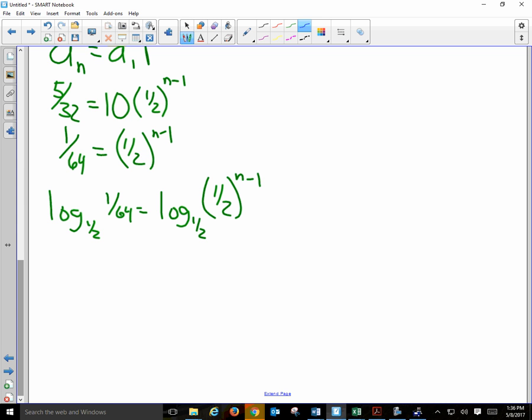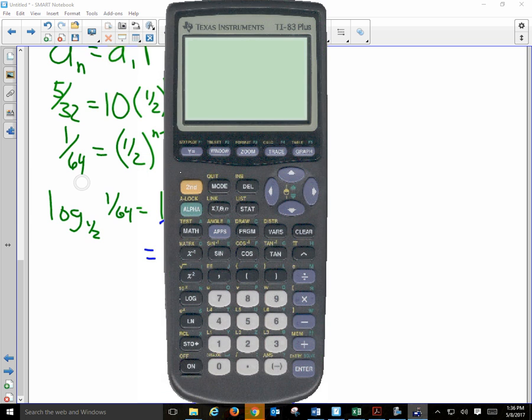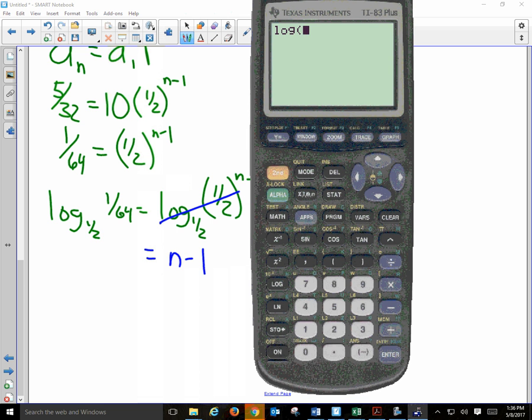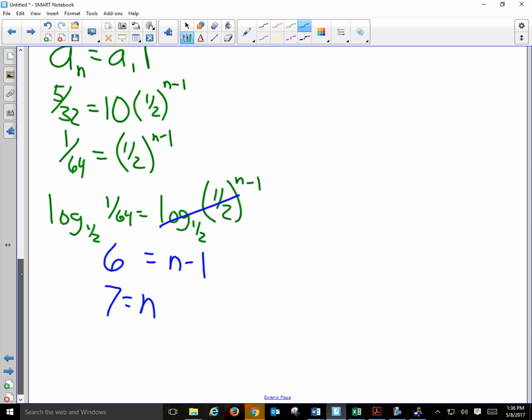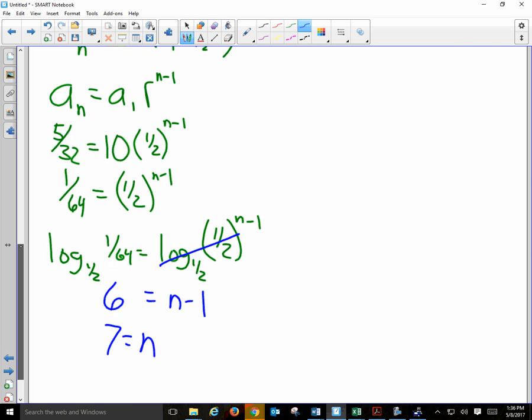Okay, so if you've got log base 1/2 of 1/2 to the n minus 1 power, you know that logarithms and exponential bases are inverses of each other. And so therefore, they go away. I'm left with n minus 1. And then how did we calculate that on our calculator? Log of 1 divided by 64 divided by log of 1 divided by 2. And you can see that you get 6. So add the 1 and you get 7. So now we finally know what n is. N is 7. Let's go and make use of that.